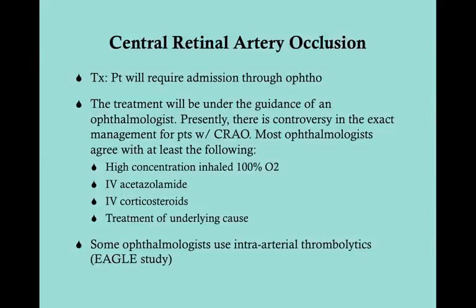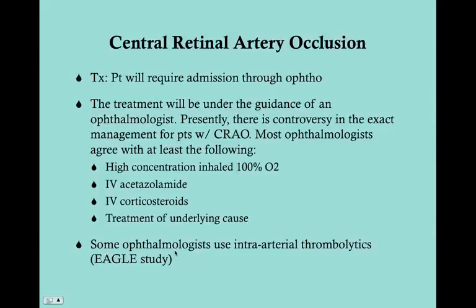So presently there's controversy in the exact management for patients with CRAO, but most ophthalmologists agree with some basic principles. High concentration inhaled 100% oxygen, that's something you can start in the ER, so that's something you should know. IV acetazolamide, IV corticosteroids. The IV corticosteroids are done to reduce the inflammation, and that is expected to help with maintaining vision. And then treatment of the underlying cause. As the internist, this is going to be your concern, finding and treating the underlying cause. All right.